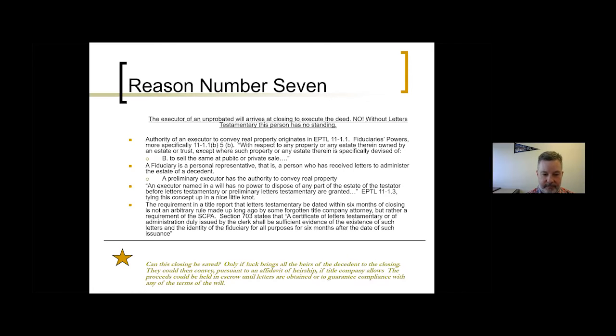And then can this closing be saved? Well, probably not. You would need all the heirs at law of the decedent. They'd have to come to the closing. They'd have to convey title pursuant to an heirship affidavit. And one of the changes that we've seen recently with our underwriters is that the decedent would have to have died 2 years ago or more. If they died within 2 years, then we could not convey using an affidavit of heirship. We'll talk about that in depth a little bit later as well.